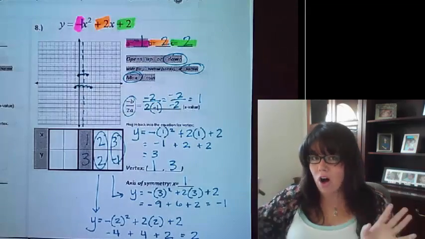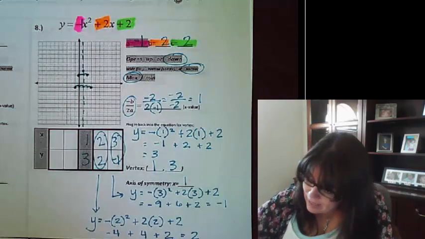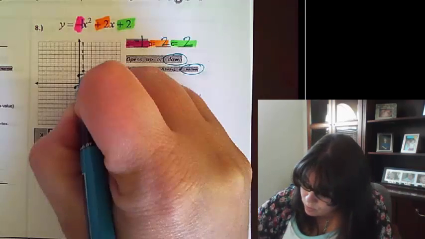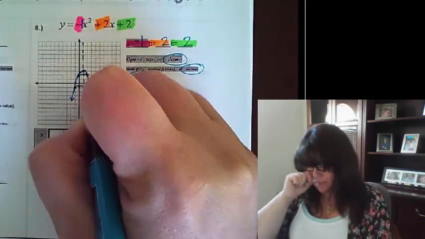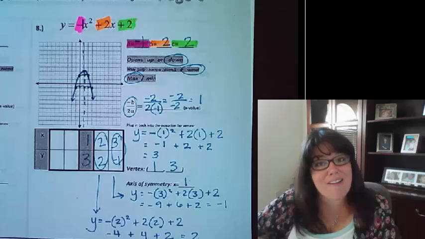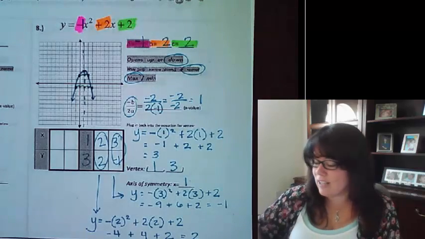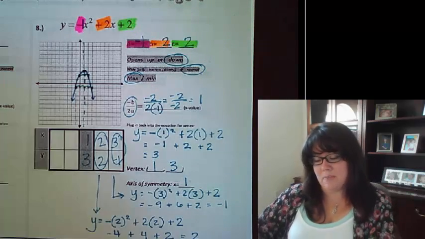So now I have all 5 of my points, and I can connect them with a smooth, rounded curve, arrows at the bottom, and there's my parabola graph. Let's take a look at another example on the next page.